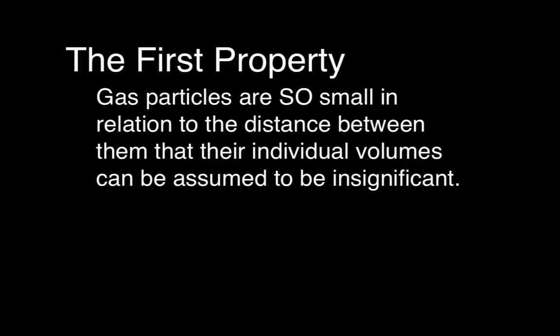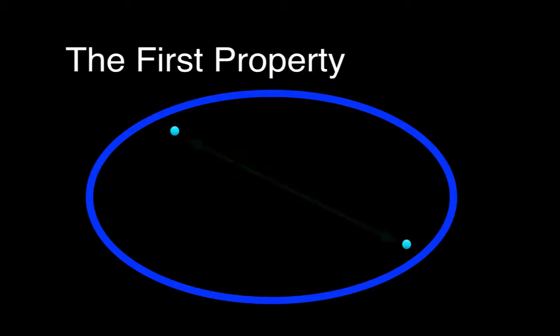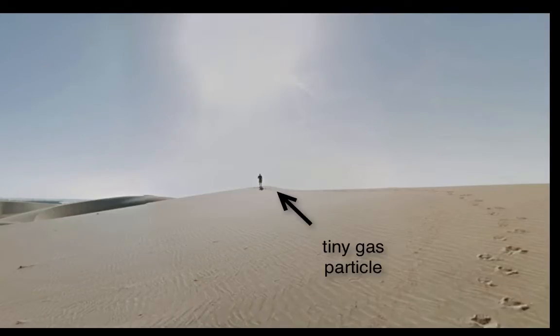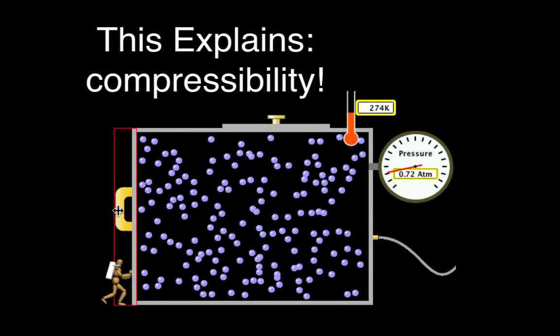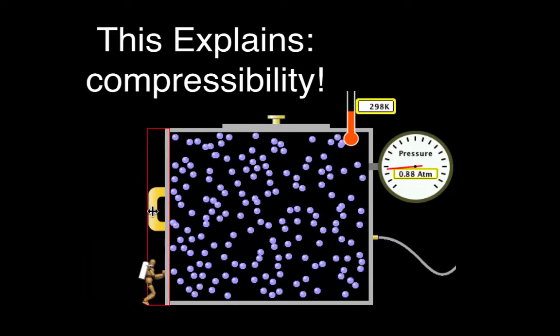The first property says that gas particles are so small in relation to the distance between them that their individual volumes can be assumed to be insignificant. So if you think about a balloon full of gas particles, the balloon is a huge amount of space compared to the actual volume of an individual gas molecule. It's so teeny, tiny that it's not even significant. It's like if you were out in the Sahara Desert, your individual volume versus the whole huge desert is very, very small. And this property explains how we can compress gases.